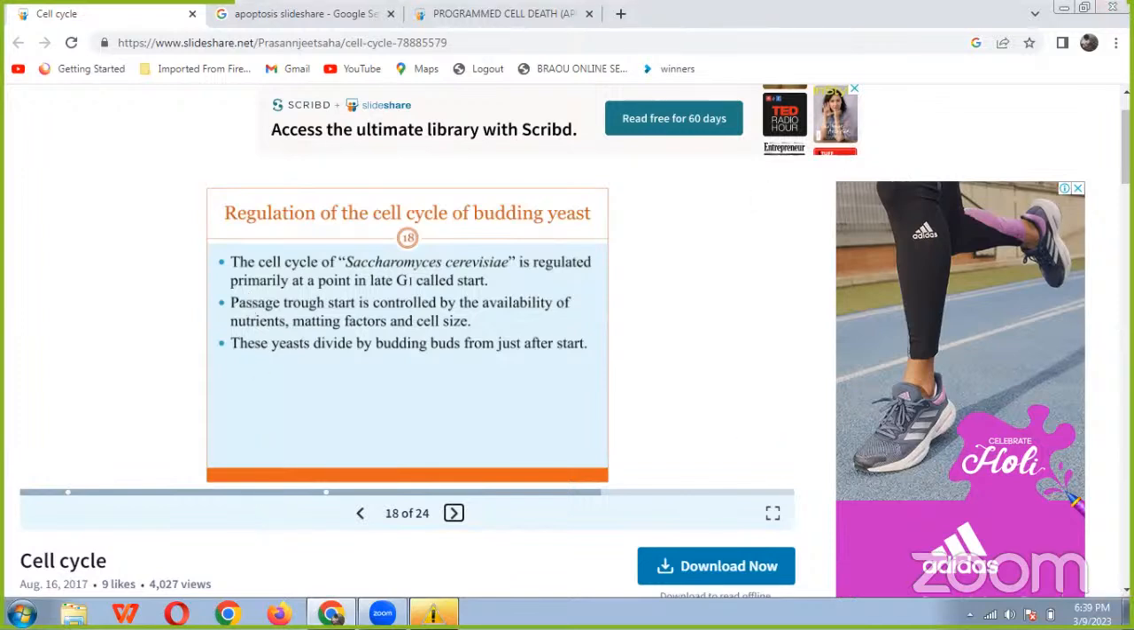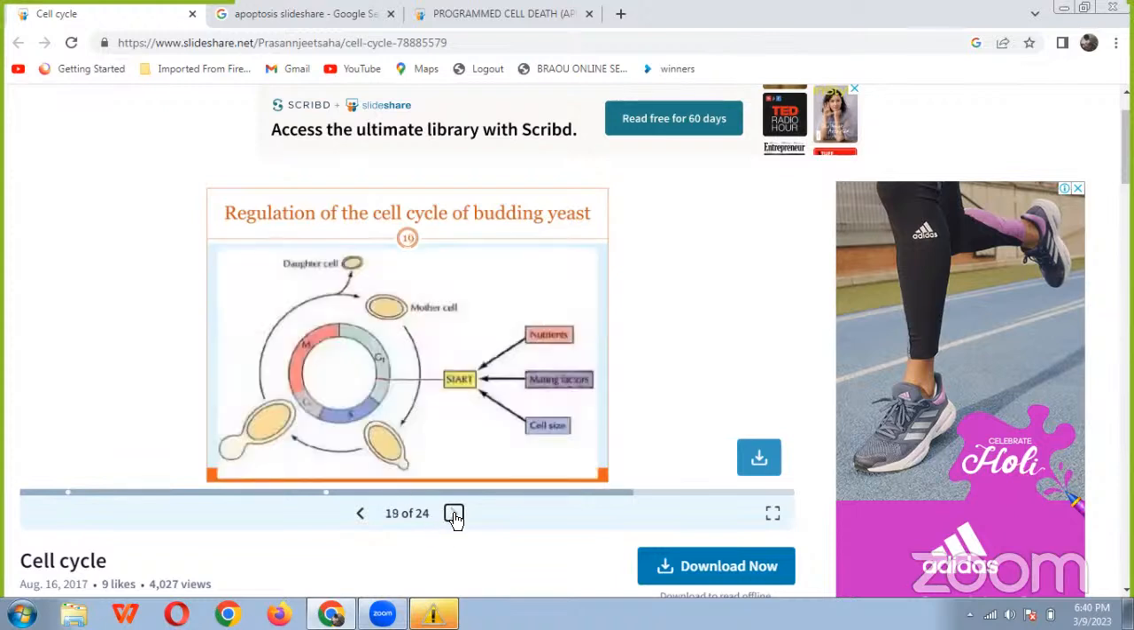Next, the cell cycle G1 phase, S phase, and G2 phase. Now some regulation of the cell cycle in budding yeast. Yeast belongs to the fungal kingdom. The cell cycle of Saccharomyces cerevisiae is regulated primarily at a point in late G1 called start. Passage through start is controlled by the availability of nutrients, mating factor, and cell size. The yeast divide by budding just after start.